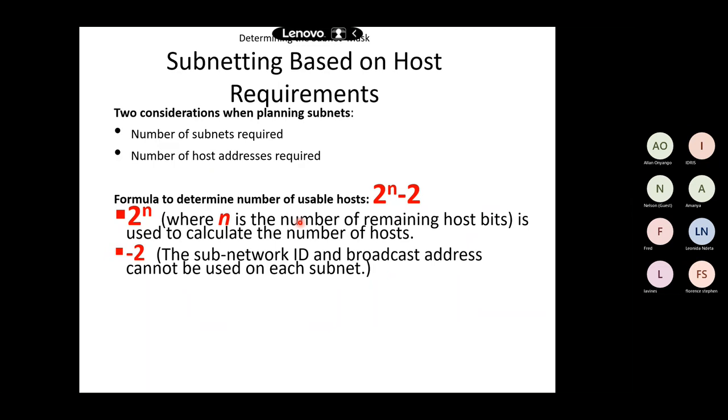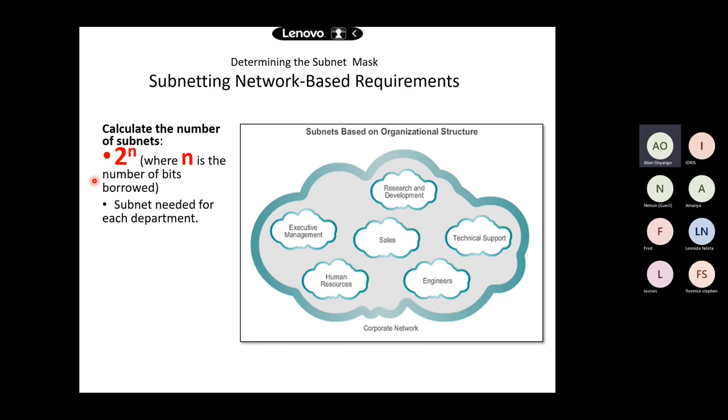So 2 power n minus 2, formula for finding the number of usable host addresses. That is the first. The second and the last formula is for calculating the number of subnets or networks. And the formula is 2 power n.